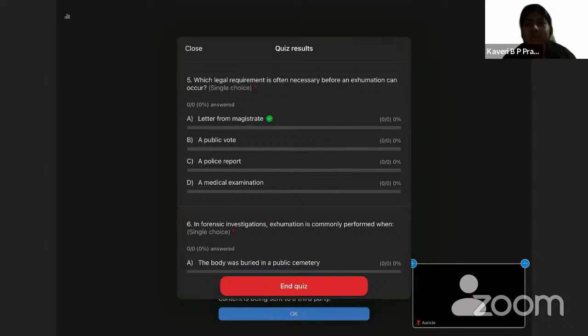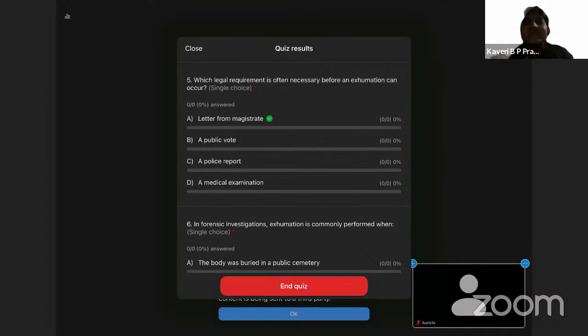Which legal requirement is often necessary before an exhumation can occur? So, what do you need? A letter from magistrate, or a public vote, a police report, or a medical examination? What do you need? Do you need a police report? No. Do you need a public vote? No. Do you need a magistrate's letter? Yes. Why do you need it?